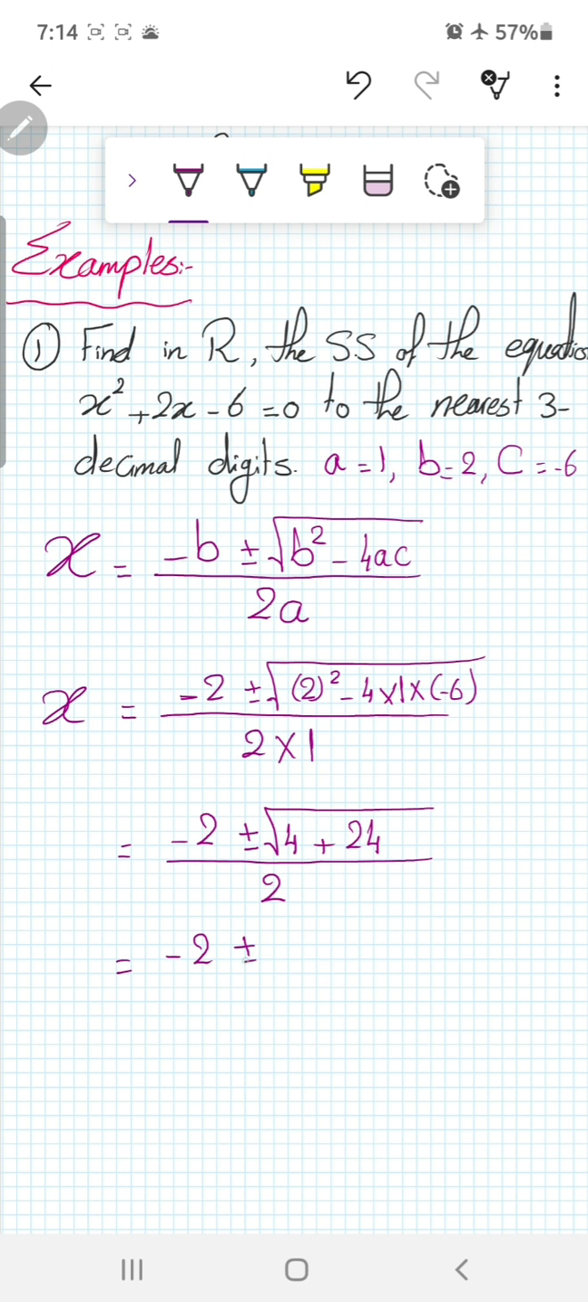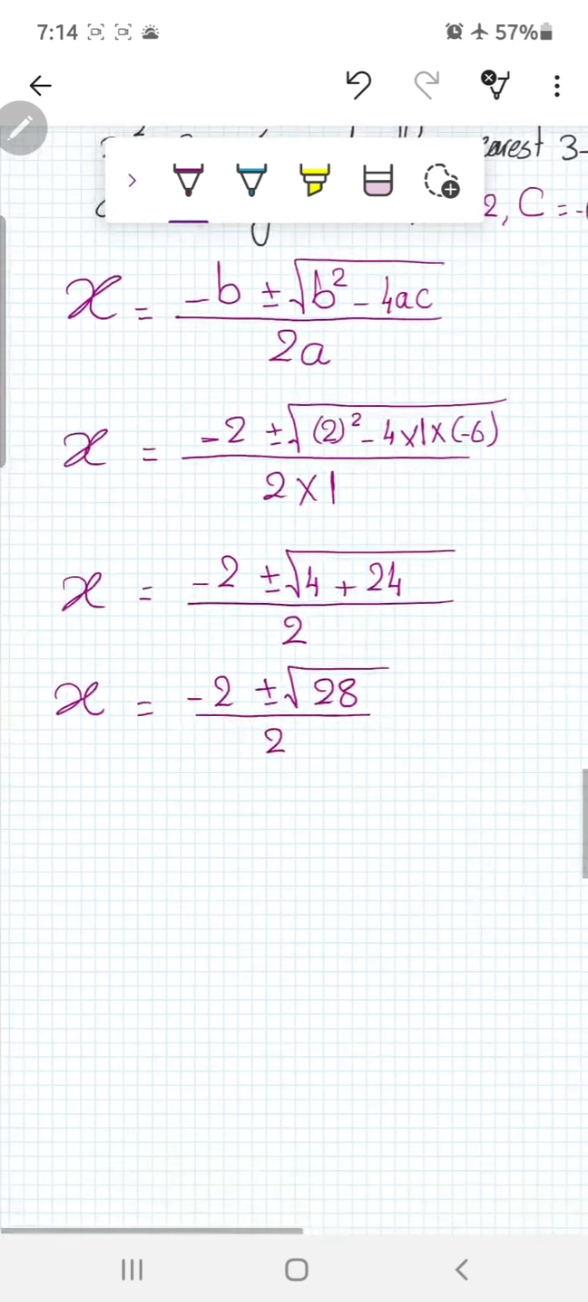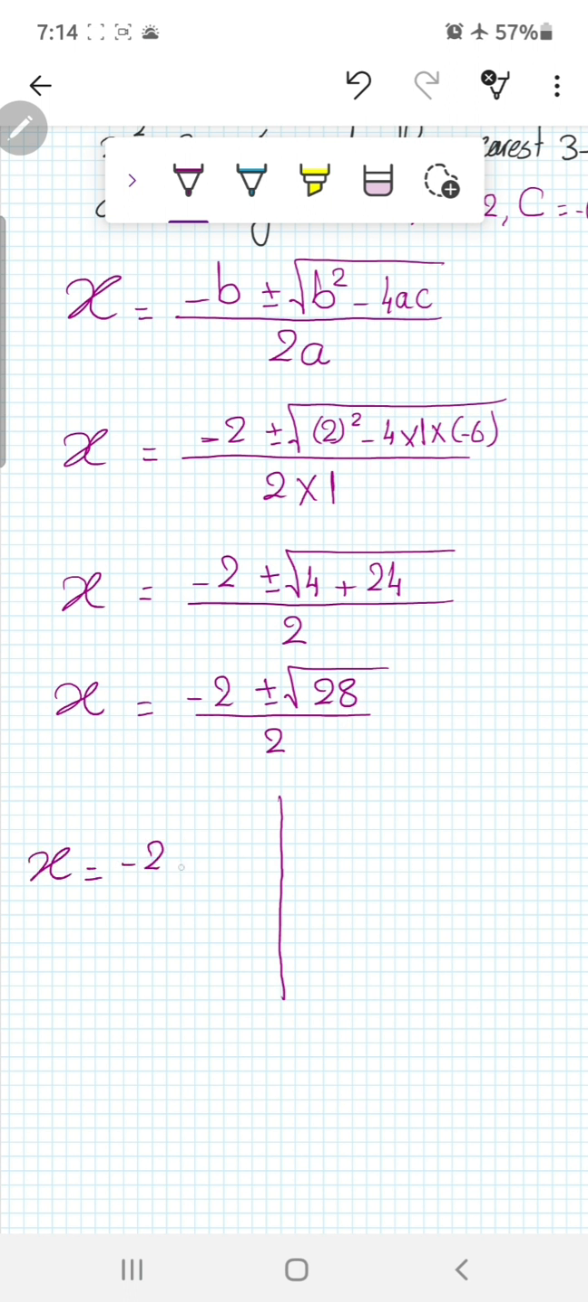So negative 2 positive or negative square root of 28 over 2. Here we have x. X here has two roots, as we said. What are the two roots? First by the positive square root, second by the negative square root. So divide the page. First get the positive square root, which is x equals negative 2 plus square root of 28 over 2, or x equals the negative square root, which is negative 2 minus square root of 28 over 2. So here we get the positive first and the negative here.